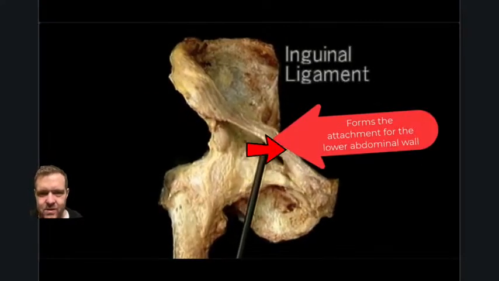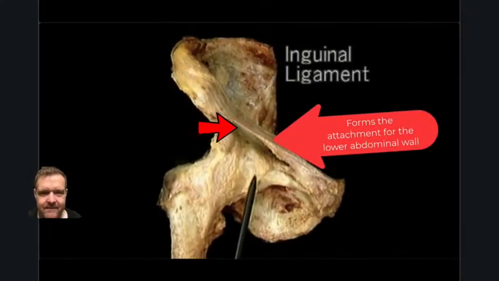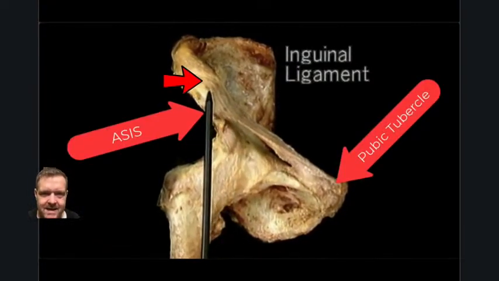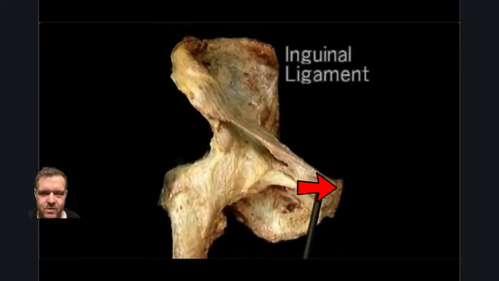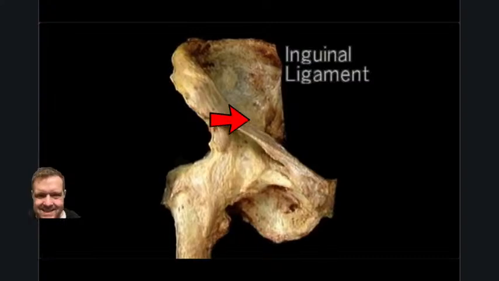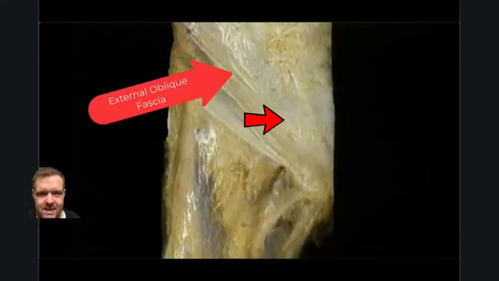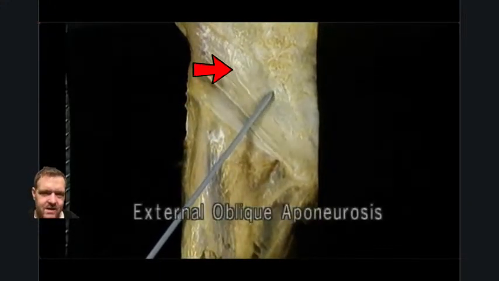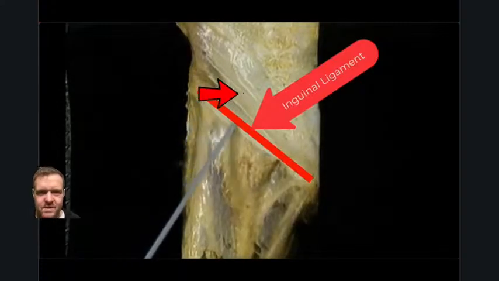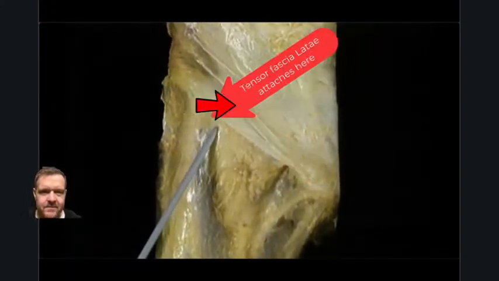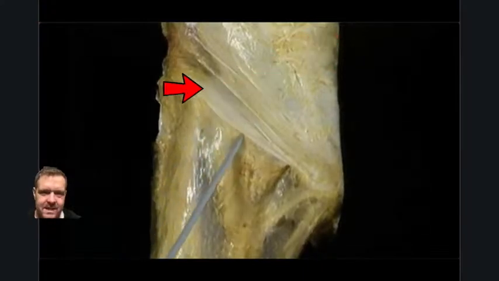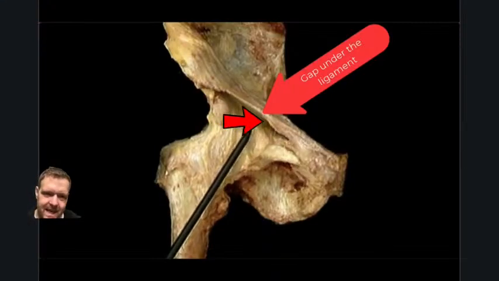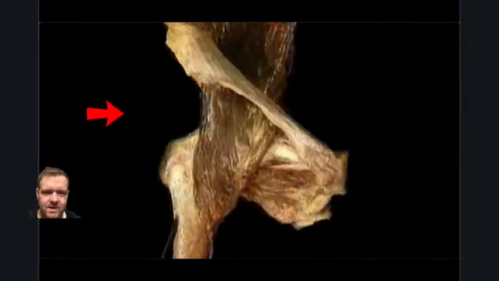Right, here we go. There's the inguinal ligament, just there. And then there's the gap underneath where all the muscles and the nerve, artery, vein come through. ASIS just there, and then the pubic tubercle just here. You can see some of the muscle tissue still attached. Here's the external oblique fascia. This is what it looks like with nothing removed. The inguinal ligament is underneath there, so everything is attaching in there. Tensor fasciae latae, another muscle, attaches in there as well, and there's a gap underneath where the nerve, artery, and vein will come through.